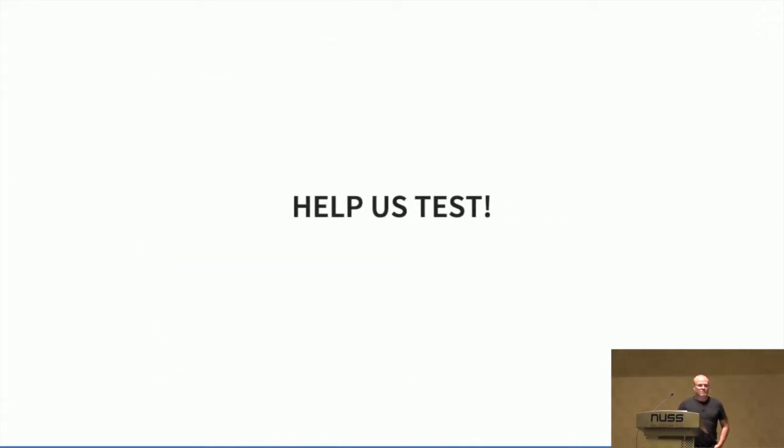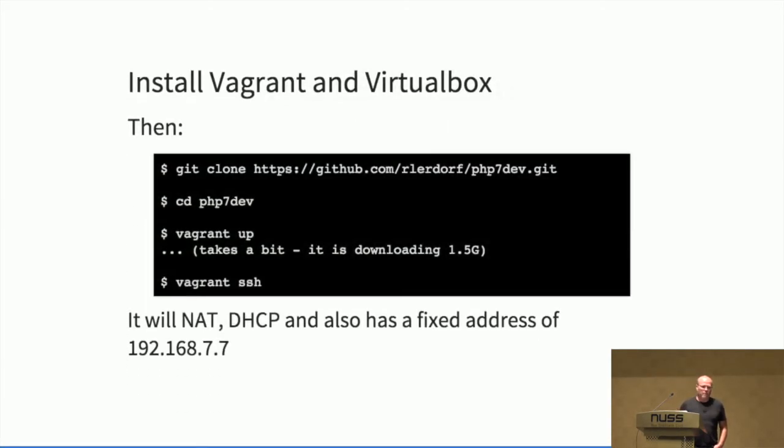All right, finally, help us test. Please, please, please. And it's not hard to test this stuff. You don't have to upgrade your production version of PHP. You can just install a VM and run it there, put it on one of your test servers, or grab my Vagrant box. I packaged up my own development environment in the Vagrant box that you can just git clone straight from GitHub. So git clone, github rlerdorf php7dev.git, cd into it, vagrant up. Takes a little bit of time because it has to download the Vagrant image, but go have a coffee.